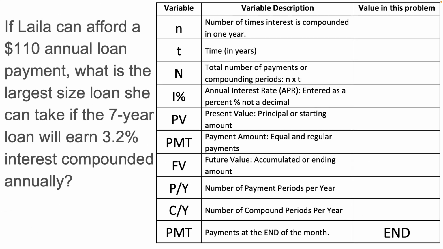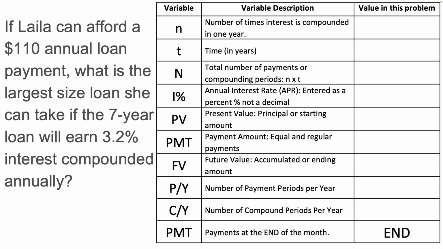This problem says, if Layla can afford a $110 annual loan payment, what is the largest loan she can take if the 7-year loan will earn 3.2% interest compounded annually? Once we see that interest is compounded, we know we can use the TVM solver. It really doesn't matter if you're doing compound interest, an annuity problem, or, as in this case, a loan. On the right-hand side, you'll see that I've listed all the variables from the TVM solver.